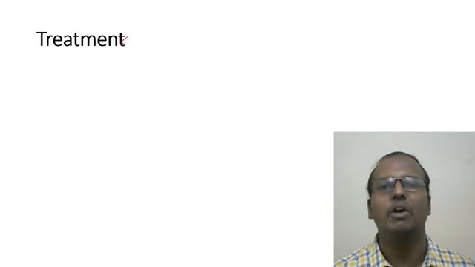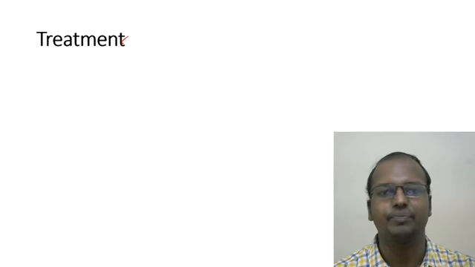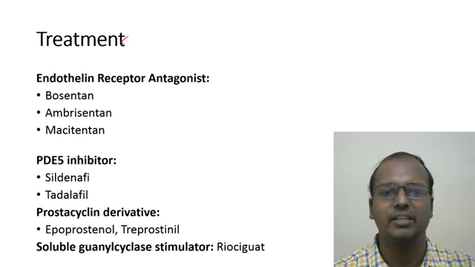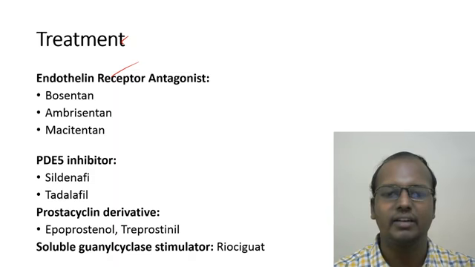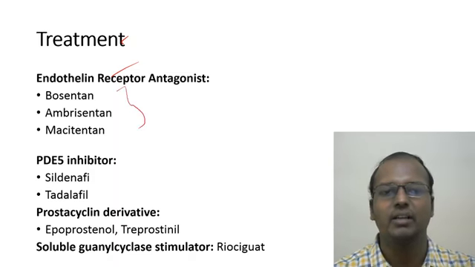Okay, fine. Tell me, how will you treat pulmonary hypertension? There are drugs available. There is no cure, you just have to control the pulmonary hypertension. Number one is an endothelin receptor antagonist, which includes bosentan, ambrisentan, macitentan. These are the best drugs. PDE5 inhibitors include sildenafil and tadalafil. Sildenafil has a short half-life, whereas tadalafil has a half-life of up to 48 hours.